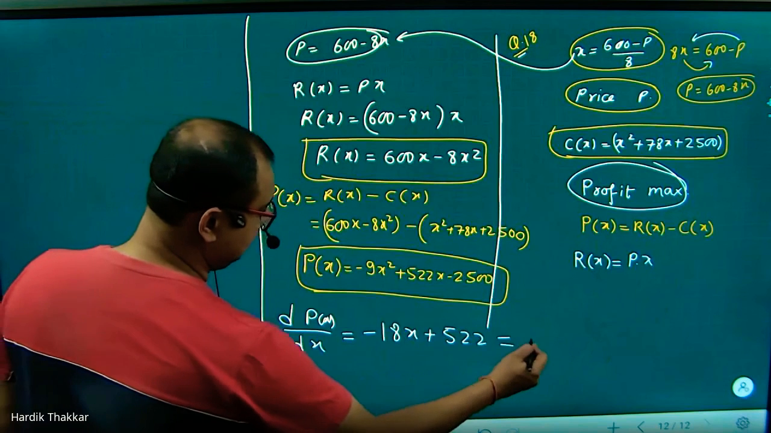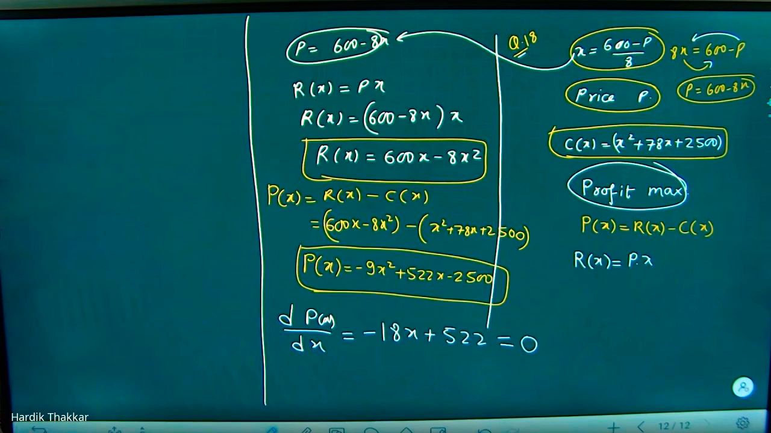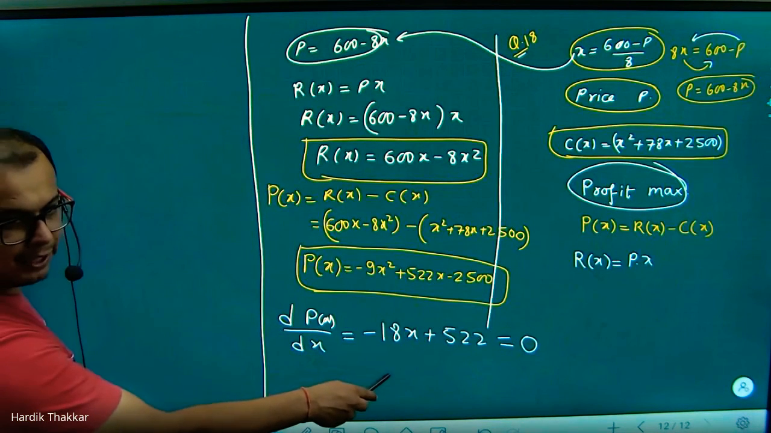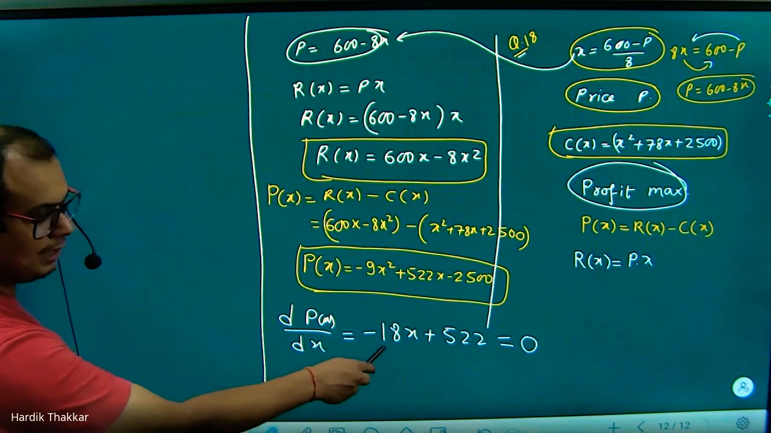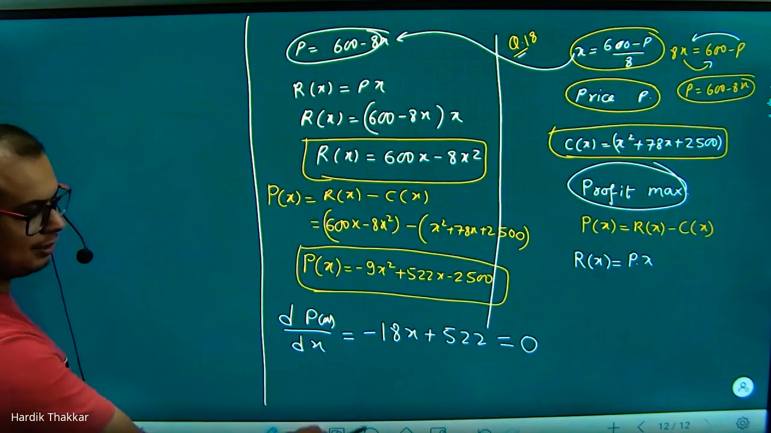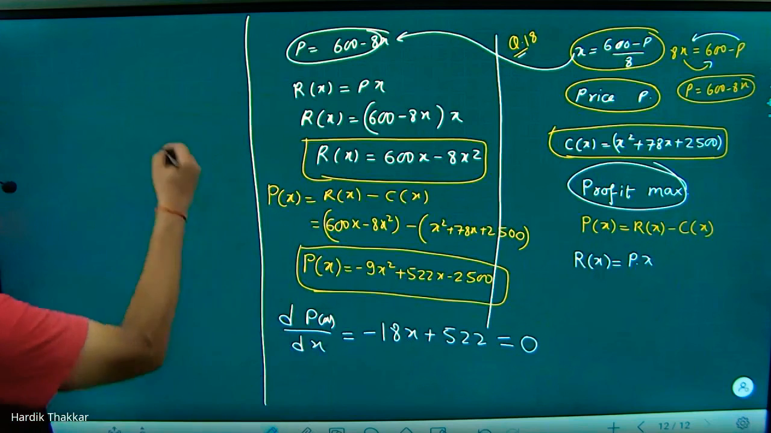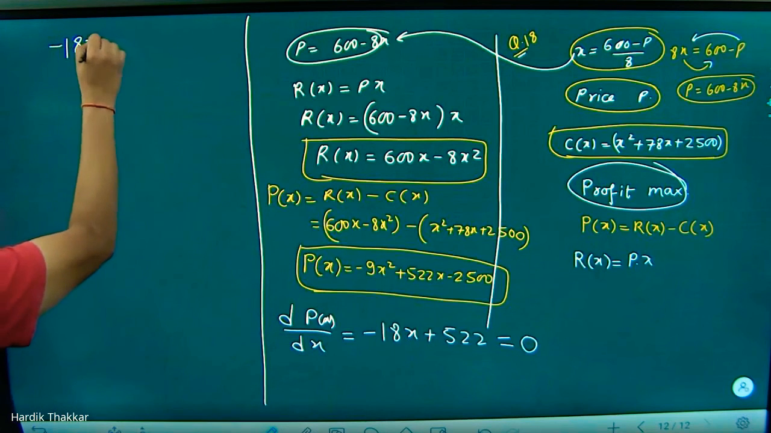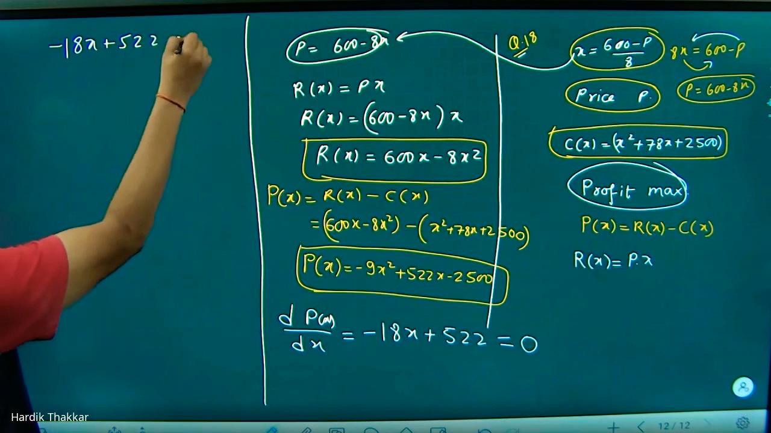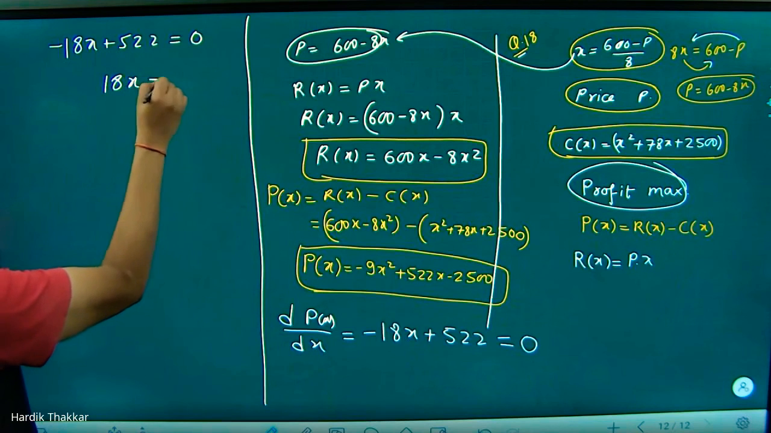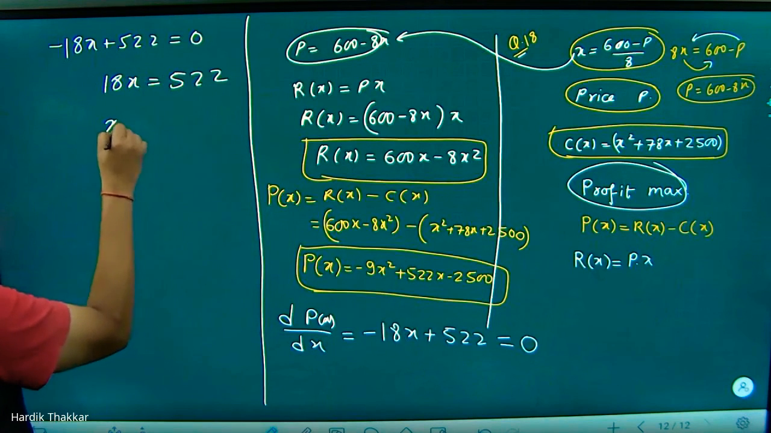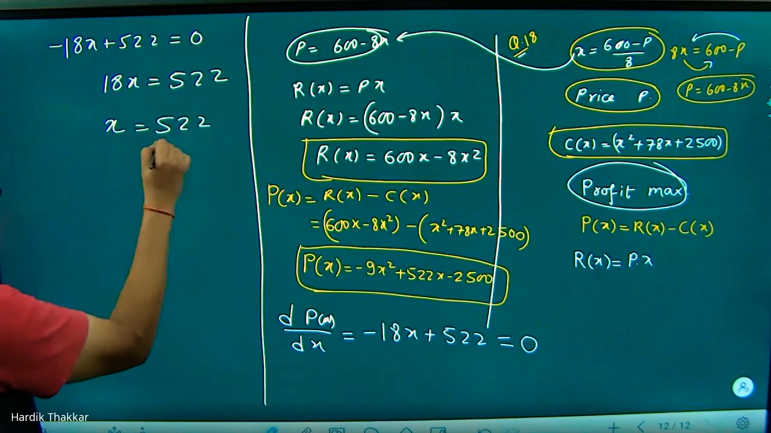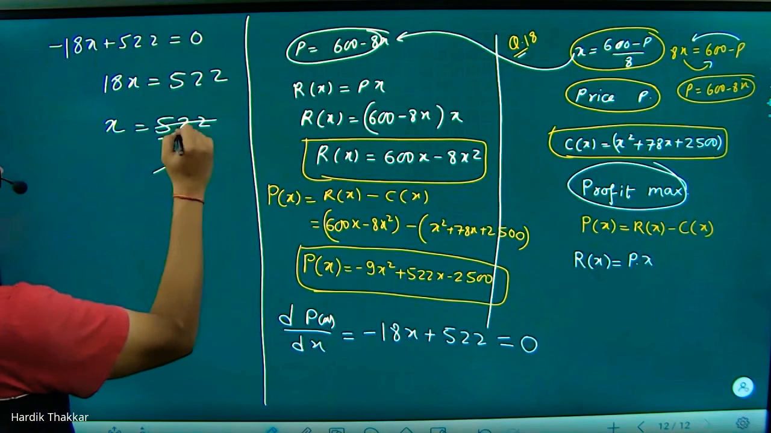Now equate the first derivative to 0. Obviously the second derivative will be negative. Okay, because second derivative will be minus 18, so it is negative, so we'll get maxima. So equate this to 0. Minus 18x plus 522 is equal to 0. So 18x is equal to 522 and you'll get x. X is equal to 522 divided by 18.